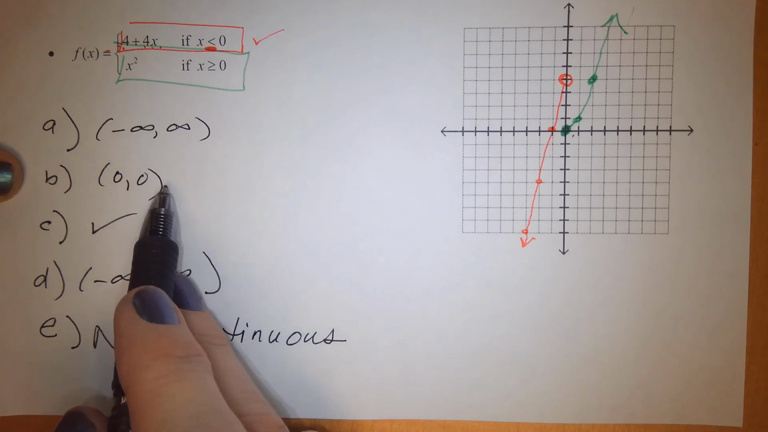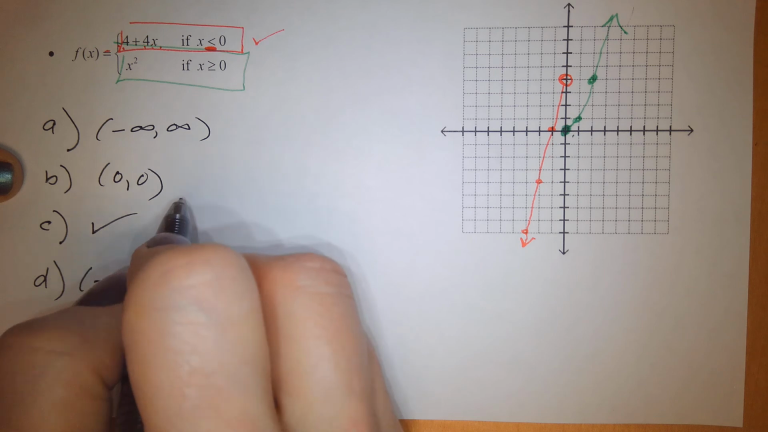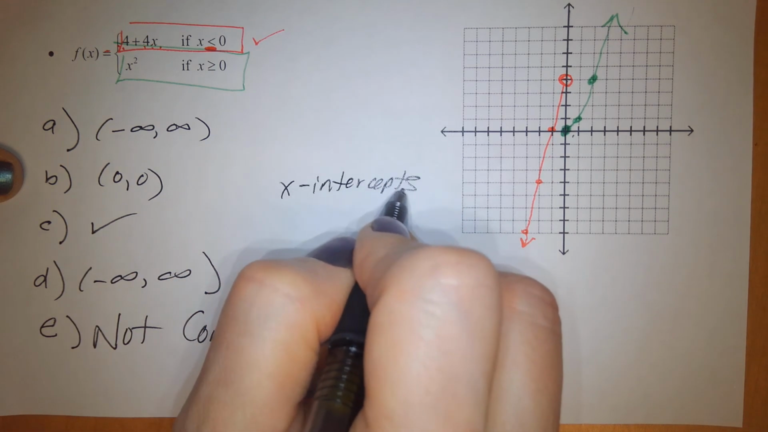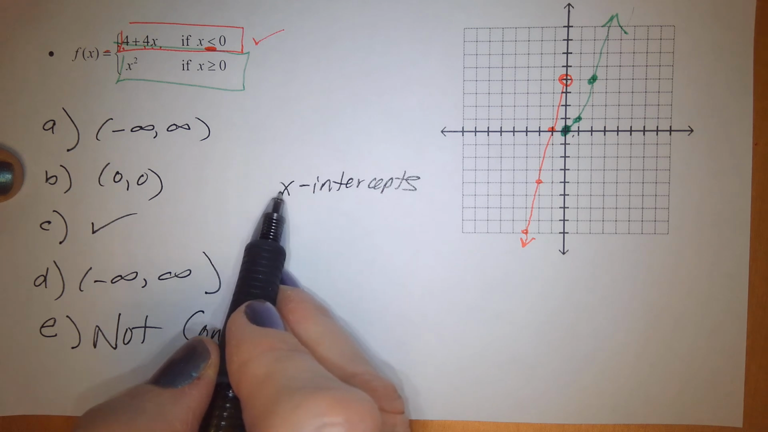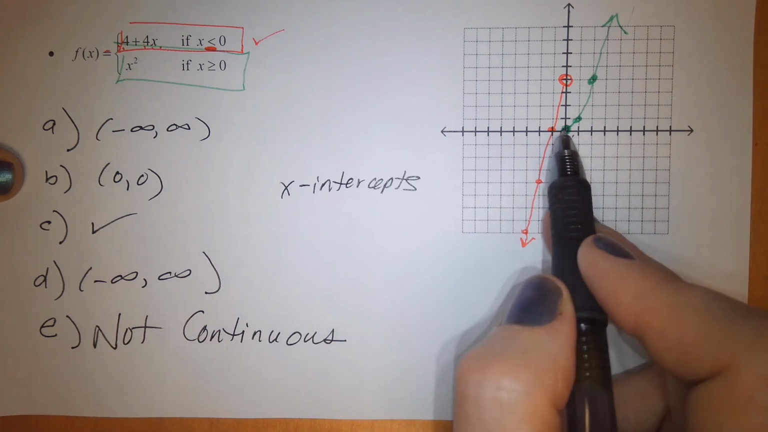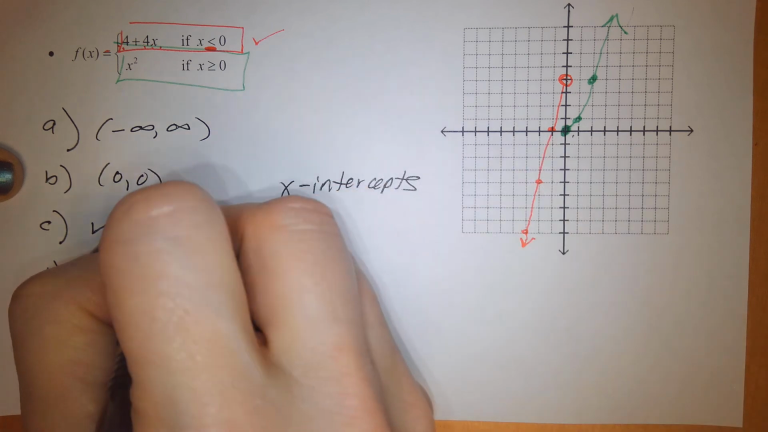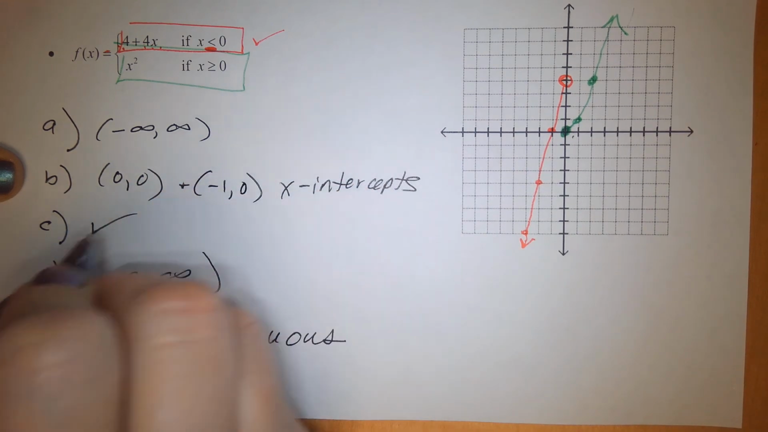I did just think of one other thing. When we were talking about the intercepts, the x-intercepts, there's actually a second x-intercept that I didn't see until just now. There's an x-intercept at the origin, but there's another one. This is an x-intercept also. So also at (-1, 0).